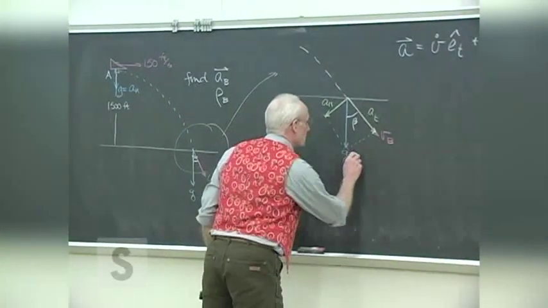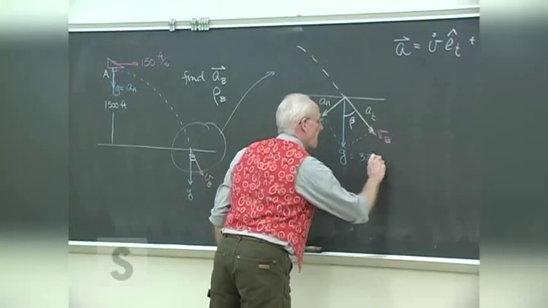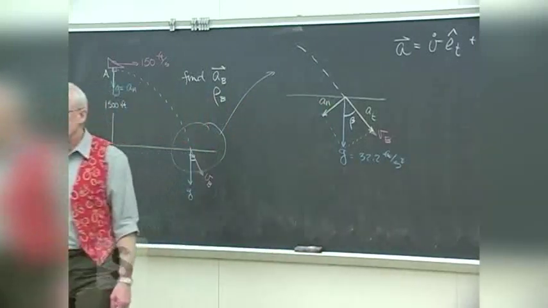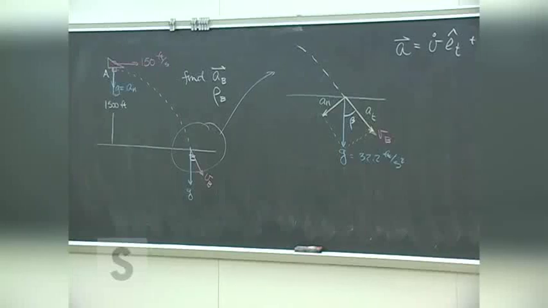The units are in feet per second squared. That's 32.2, not 9.8. Don't be afraid to make a nice big drawing.